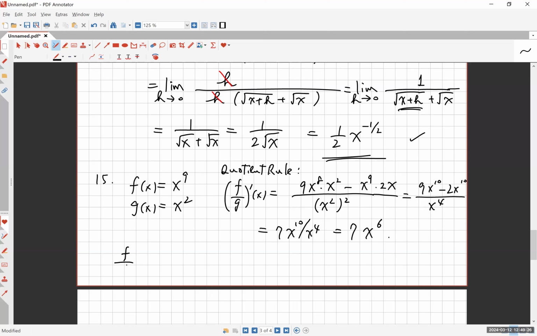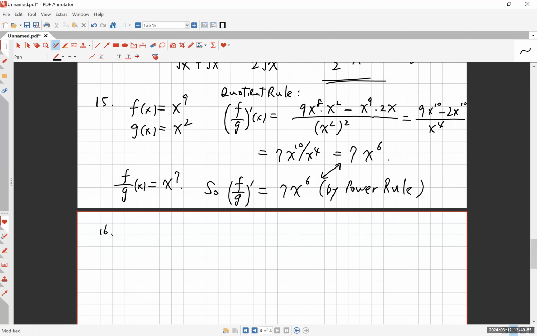And of course, f divided by g is x to the 9th over x squared. This is x to the 7th. So the derivative is 7x to the 6th by the power rule. And of course, we are happy because these are equal to each other, thus verifying the validity of the quotient rule.